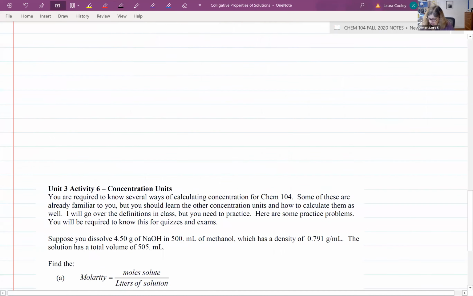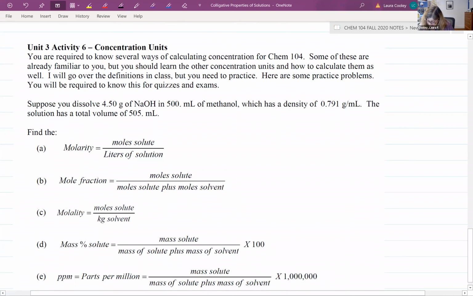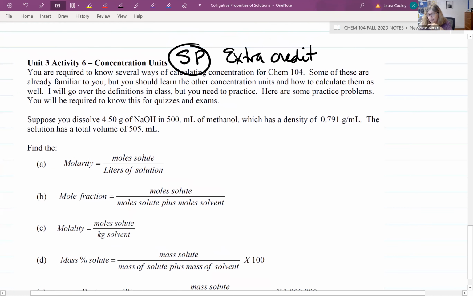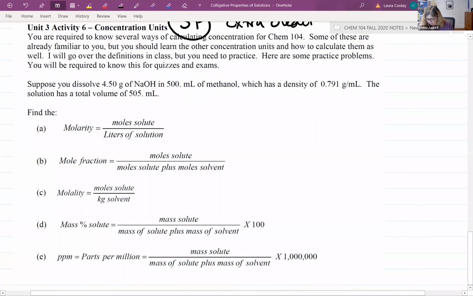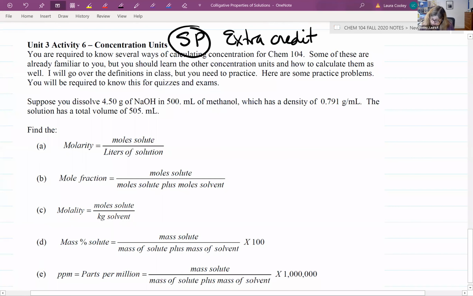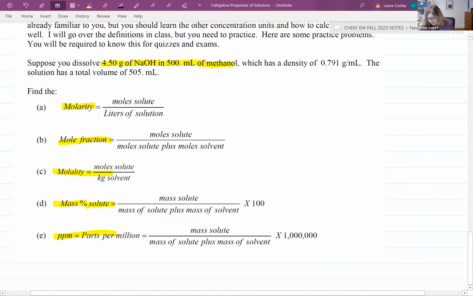I want to call your attention to Activity 6. I'm going to give this as a special problem, so that's extra credit. I know we have a quiz coming up over the weekend, so I'll probably have the deadline be a little far out, like maybe a week from Thursday or something like that. I'll post it. It talks about a particular solution of sodium hydroxide and methanol, and it asks you to calculate all of these different things. Handily, it gives you all the equations for how to calculate these things.